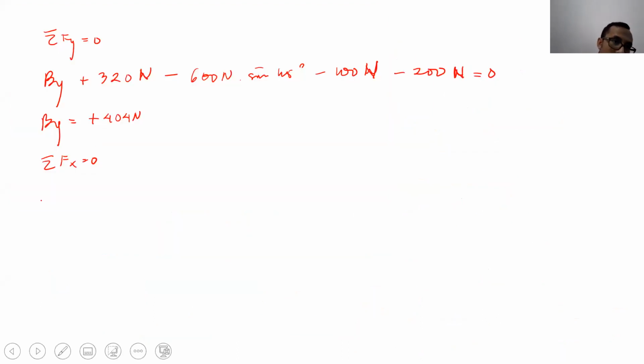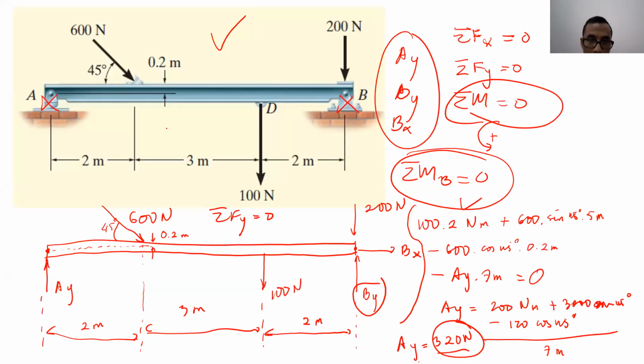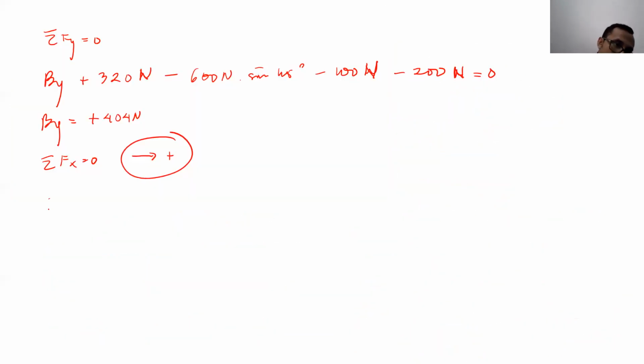So if going right is positive, what do we have? It's 600 cos 45 plus Bx equals 0. So our Bx will be minus 600 cos 45. So what is the value of Bx? It's 424 Newton. Yep, so this is our result.